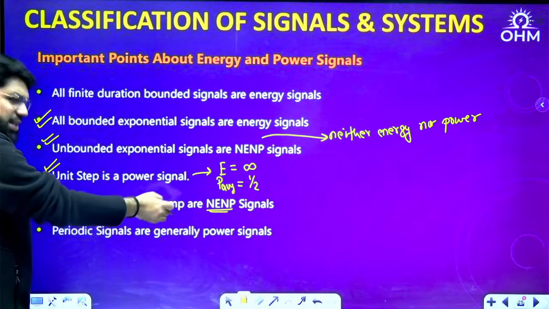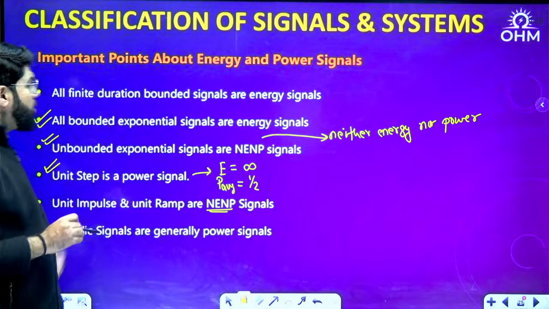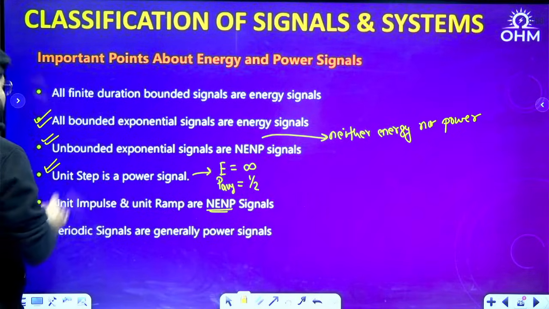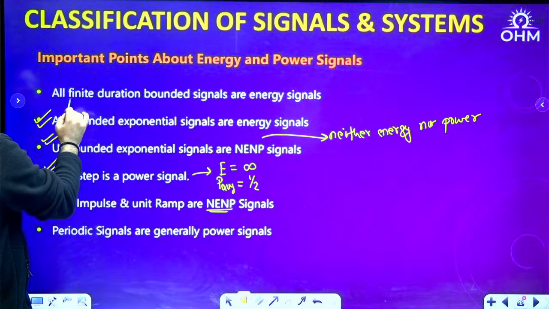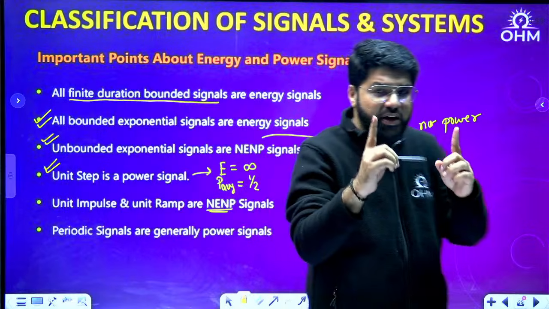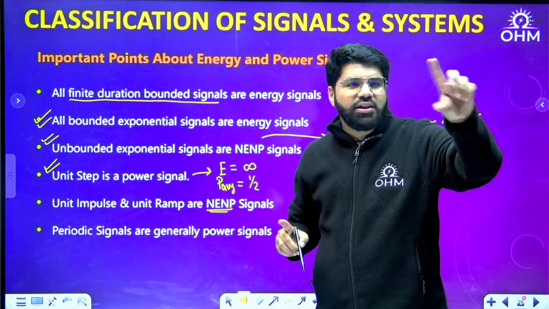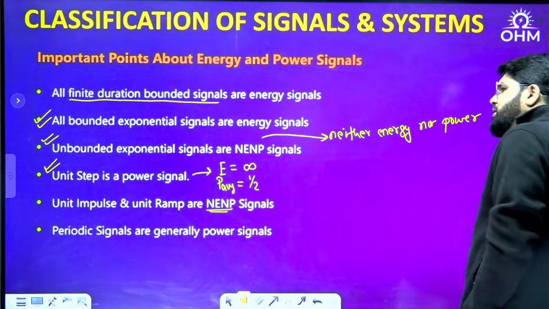Periodic signals, I'll come to some questions around periodic signals again. They are generally power signals. Now, coming to the first point, all finite duration bounded signals. The signal is finite in duration, and bounded means its amplitude is bounded. All the values are finite.